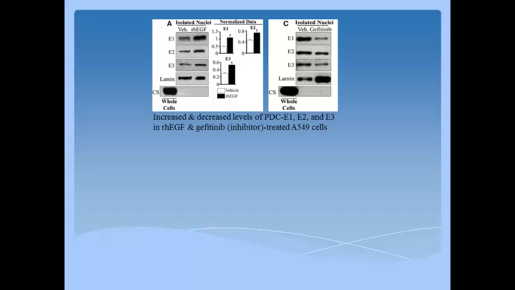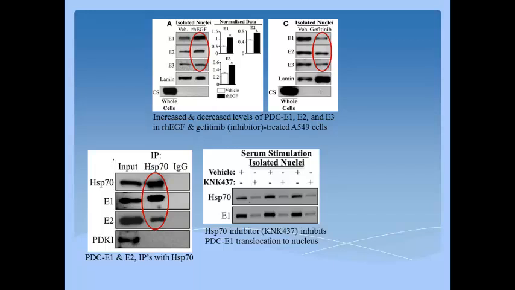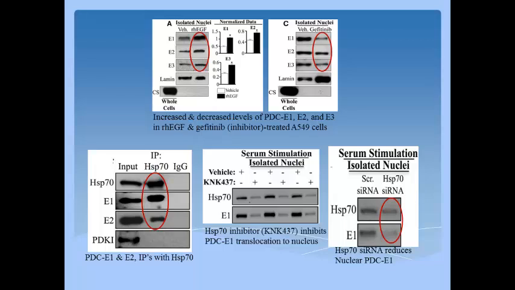What are the factors that affect translocation? Authors looked into EGF, which is required for S-phase entry, and found that EGF increased and EGF inhibitor decreased PDC levels in A549 cells. HSP70 that translocates various proteins found to co-immunoprecipitate with PDC, and the HSP70 inhibitor decreased PDC in the nuclei similar to siRNA treatment.